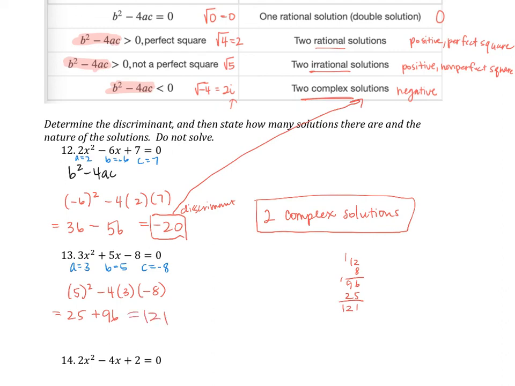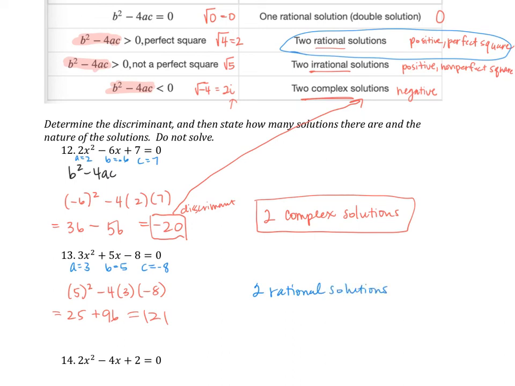We have a positive, so that means we have two options: either two rational solutions or two irrational solutions. So what we have to look at is whether 121 is a perfect square or not. Yes, 121 is a perfect square because that's 11 times 11. So this is a positive perfect square, which is this case up here. So we have two rational solutions, because we got a positive 121, which is a perfect square.